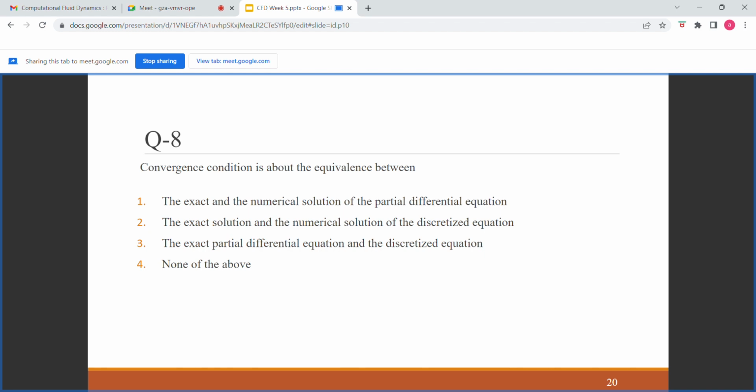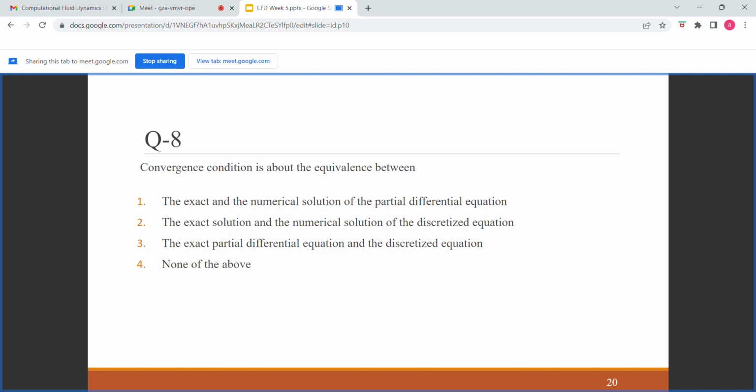Basically, we have seen what the convergence condition is now. It is the equivalence between the exact and the numerical solution of the partial differential equation. When we say convergence is achieved, the exact solution of the partial differential equation is there, and the numerical solution that we are arriving at is there, and when there is equivalence between both of them, we say the convergence condition is met. That is, the equivalence between the exact and the numerical solution of the partial differential equation is known as convergence.